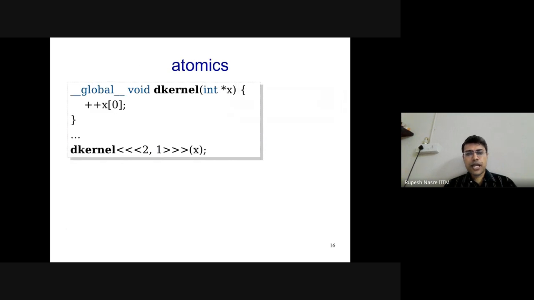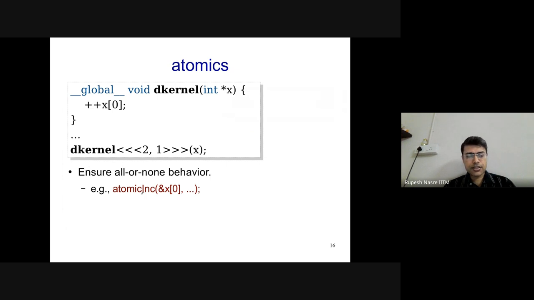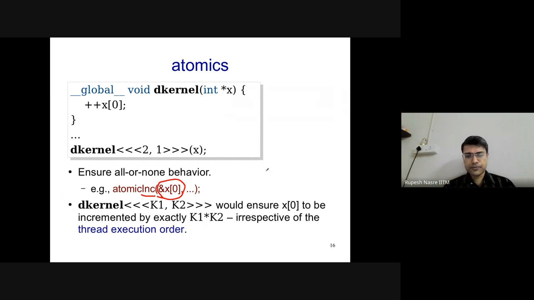So that gets implemented using something called atomic increment in this case. So we say atomic increment and the address, right? That is the syntax. The address is the address of X of 0, or you can just write X there. That is also fine. So that is going to ensure that the value at the end of this kernel execution is always going to be 2. It will never be 1.